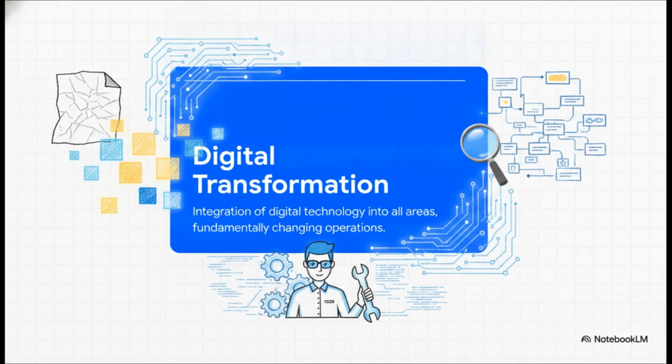This entire shift from paper to pixels is what the industry calls digital transformation. Yeah, it's a huge buzzword, but this is the real ground-level definition. It's the integration of digital technology into all areas of a business, fundamentally changing how it operates. And you, the student software engineer, you are the actual architect of that shift. You're the one making this transformation possible.